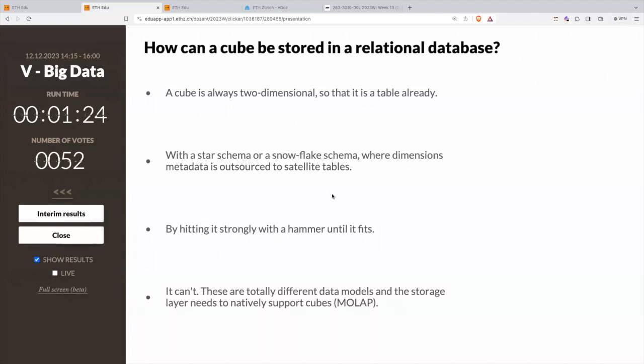First answer, a cube is always two-dimensional, so that's a table already. Second answer, with a star schema or a snowflake schema where dimensions metadata is outsourced to satellite tables. Third answer, by hitting it strongly with a hammer until it fits. And fourth answer, it can't. These are totally different data models, and the storage layer needs to natively support cubes.